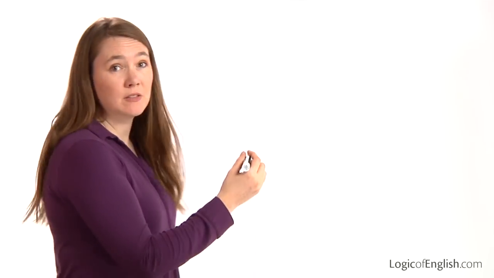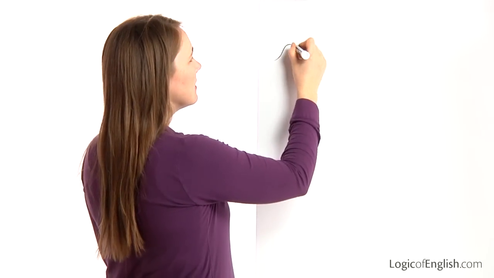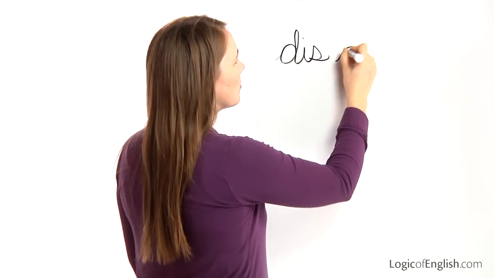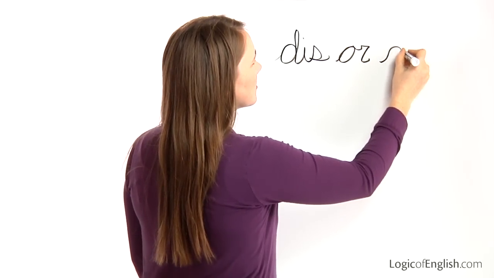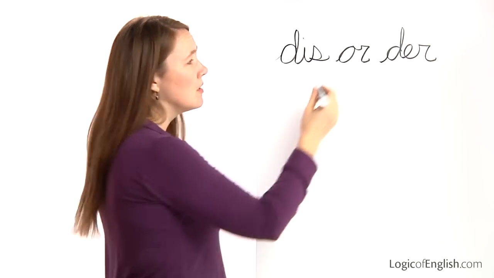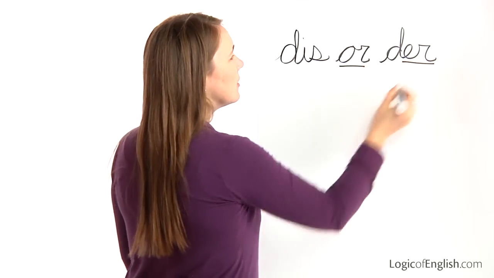And now help me to write it. The first syllable is dis. D-is. The second syllable is or. And the third syllable is der. D-er. And how will we mark disorder? We'll underline the or and the er.